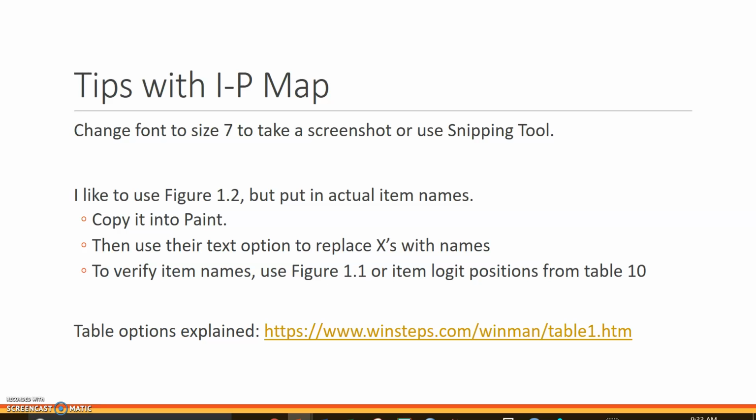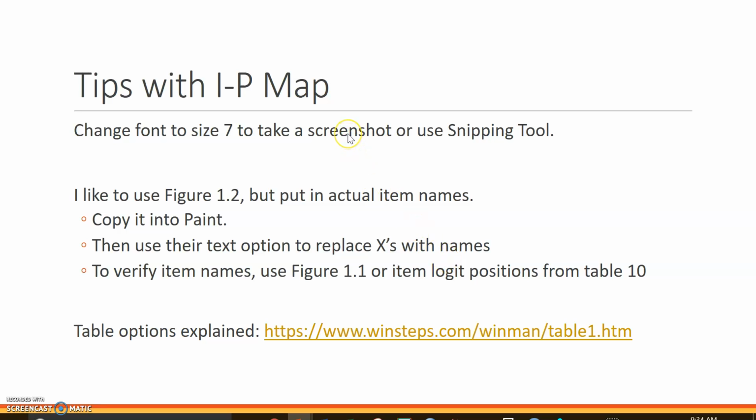So as you read these, here's a few tips. I like to use figure 1.2, but I actually copy it into Paint and overlay and put in actual item names instead of C1, C2, C3. I don't know what those are. To verify your item names, you can look at figure 1.1 or the logit positions from table 10, and then just look at how you actually put things in.